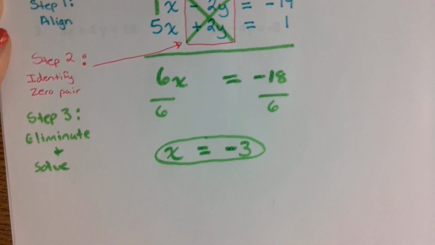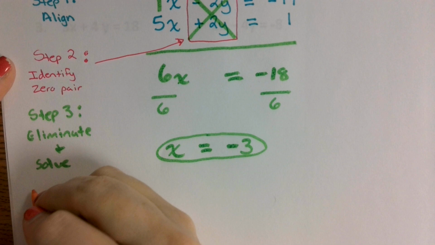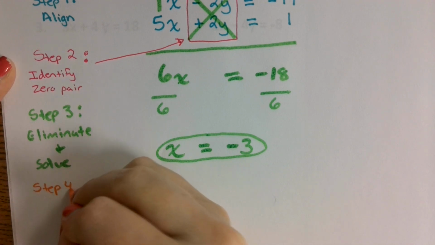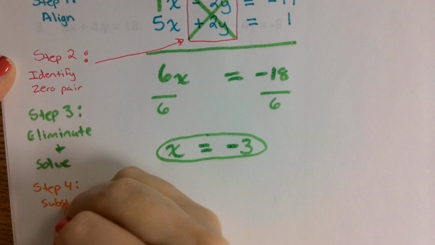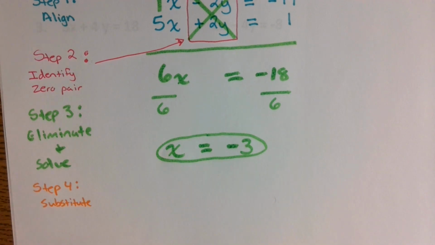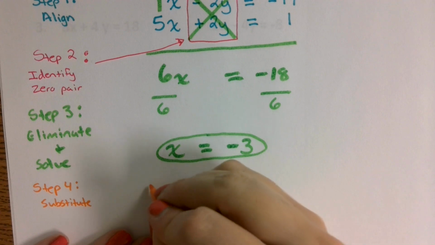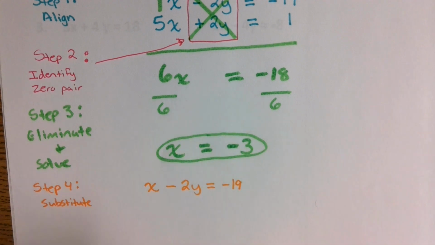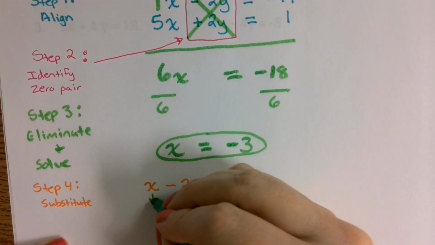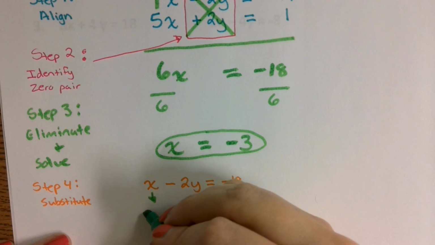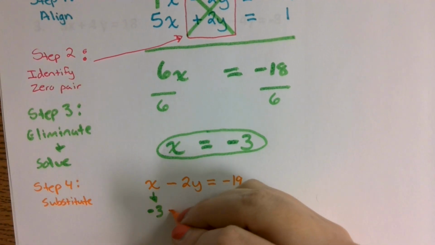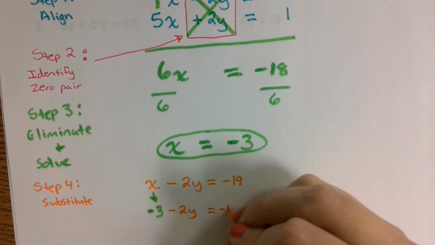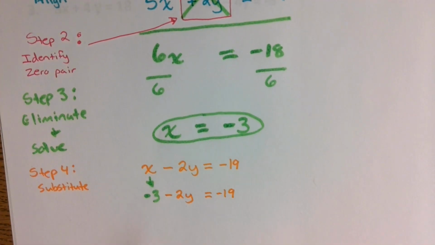From here, I go on to step 4. Step 4 is to substitute. So I just pick one of the original equations to substitute this x value into. It does not matter which one I choose. I'm just going to go with the first one. So I have x minus the 2y is equal to negative 19. I'm going to replace that x with what I just solved for, which was negative 3. So I have negative 3 minus 2y is equal to negative 19. And now I go about the process of solving.